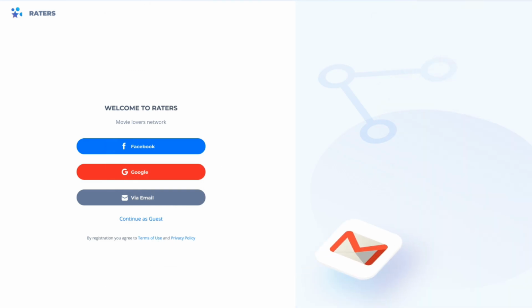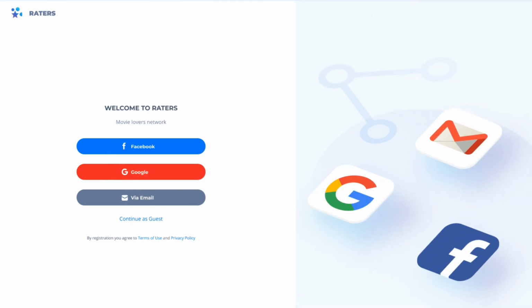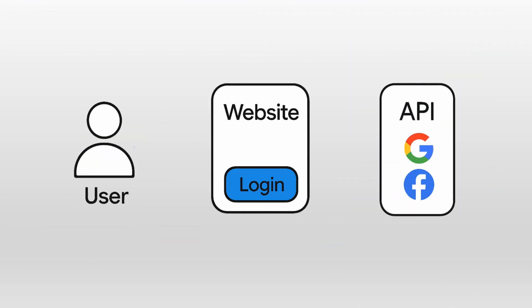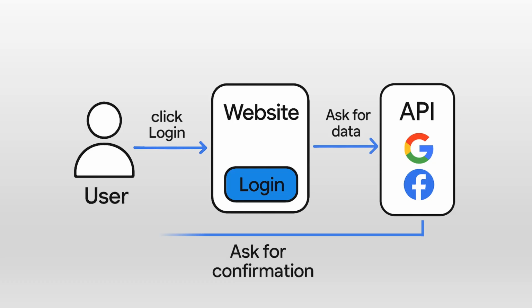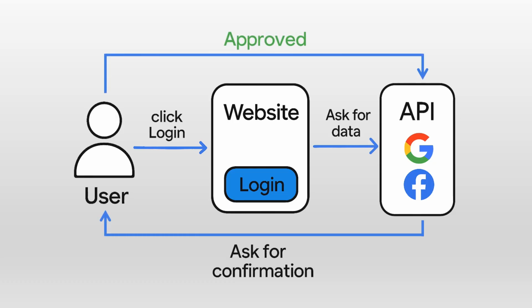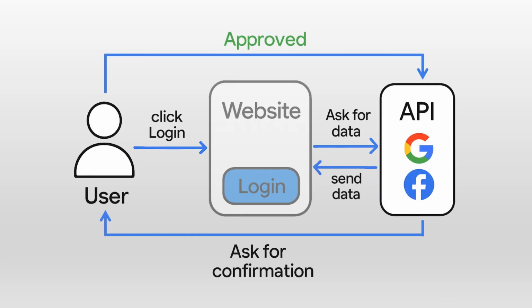Think about logging into a website with your Google or Facebook account. That's an API at work. The website asks Google or Facebook for permission to access your info. And if you approve, the API sends the information back, letting you log in.